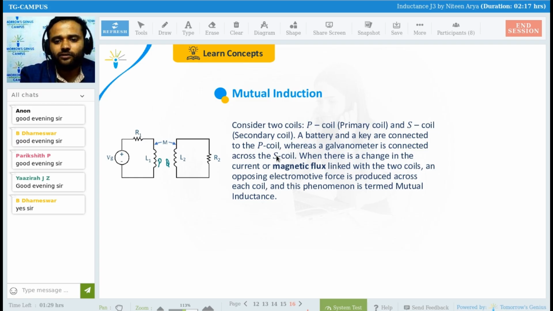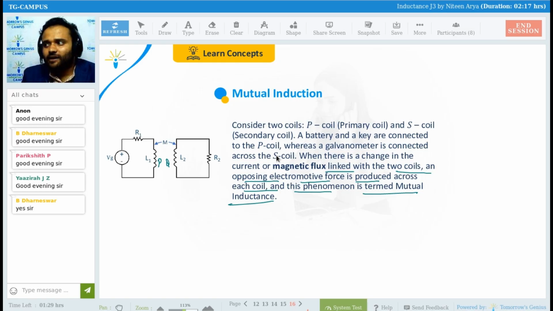When there is a change in the current or magnetic flux linked with the two coils, an opposing electromotive force is produced across each coil, and the phenomenon is termed mutual inductance. If in any particular coil I change the current, then simultaneously, the moment I change the current, I change the magnetic field, and the moment the magnetic field is changed, flux is changed. So if I change the current here, simultaneously on this particular coil, the magnetic field changes.